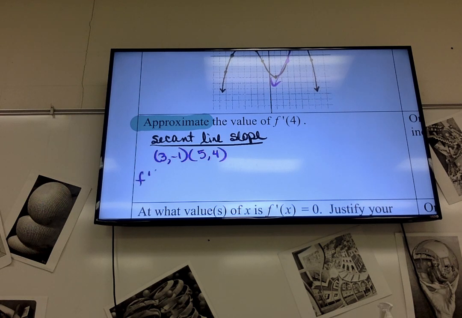So the approximation of f prime of 4, how would I do that? Minus 3. Very good. F prime, remember, means slope of tangent line, although it's a secant line if we're approximating. So it's 5/2, or 2.5. Which makes sense.